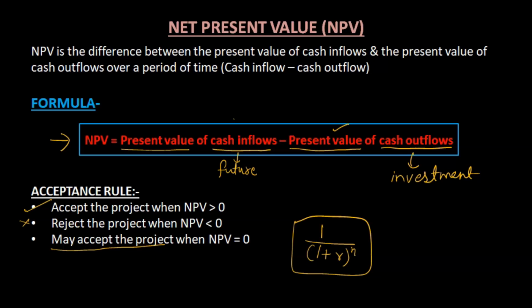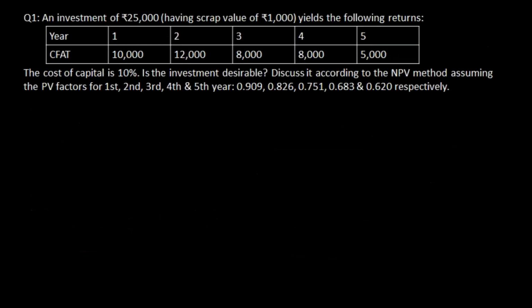Now we'll move towards the question. You can see the first question. Remember, for NPV we have only a simple formula: present value of cash inflows and present value of cash outflows. The difference we need to find out, and it should be positive, then only we should accept the project. An investment of rupees 25,000 having a scrap value of 1,000 yields the following returns. Investment of 25,000 means cash outflow, which is in present value only. Clear?